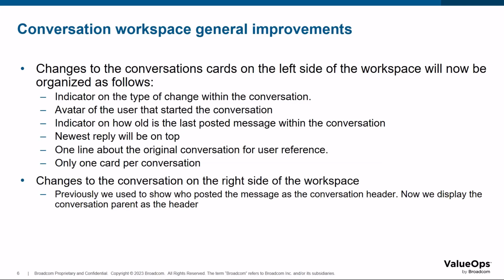So when a conversation is started, for the first message that was posted, one line about that conversation will be available. And there will only be one card per conversation. So if there are multiple replies, we will still only display one card on the left side, and that card will indicate if there is a new reply and how old that reply is. The change to the conversations on the right side of the workspace is as follows. Previously, we used to show who posted the message as the conversation header. We've changed that to now display the conversation parent as the header.